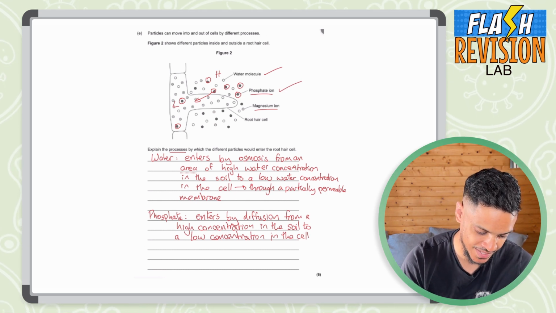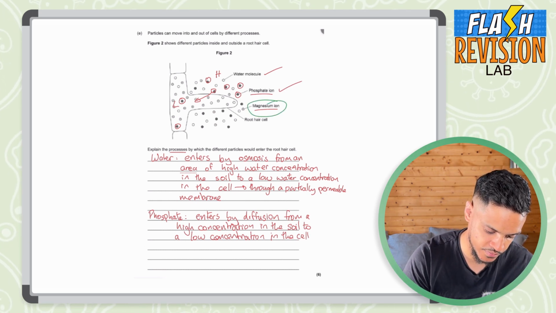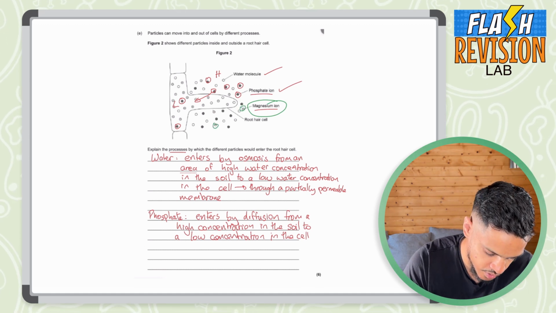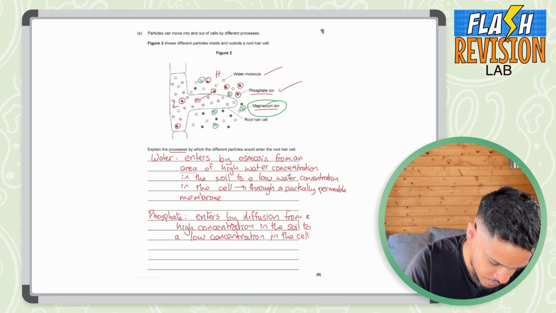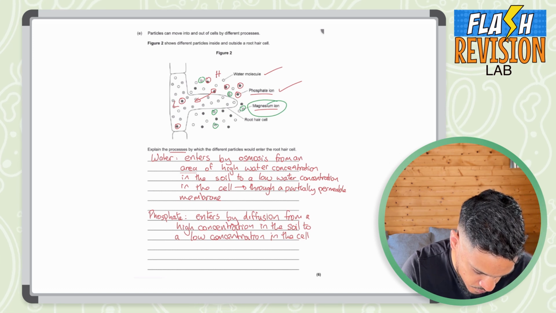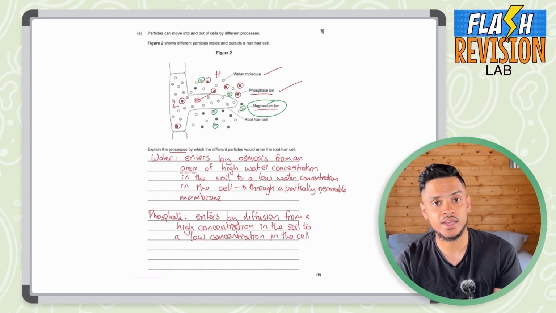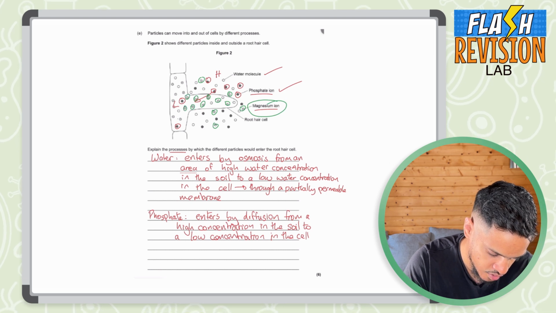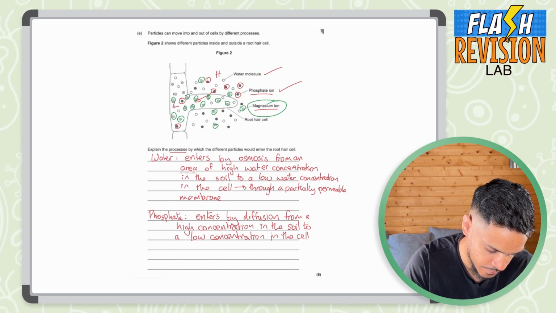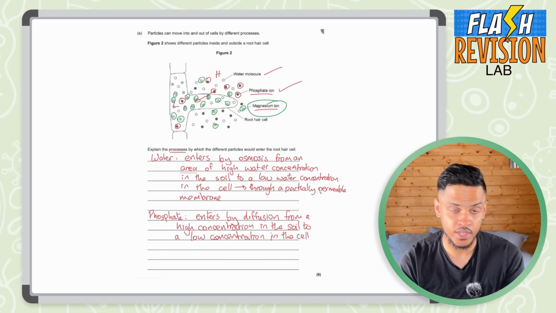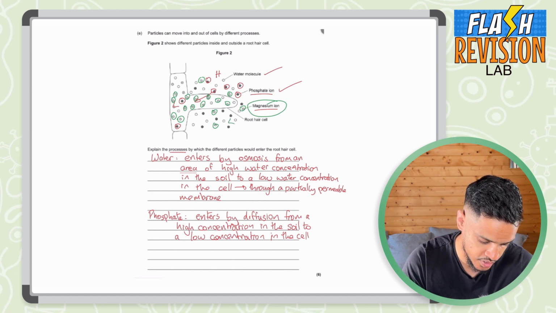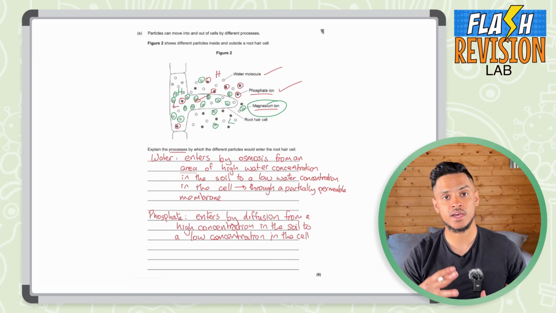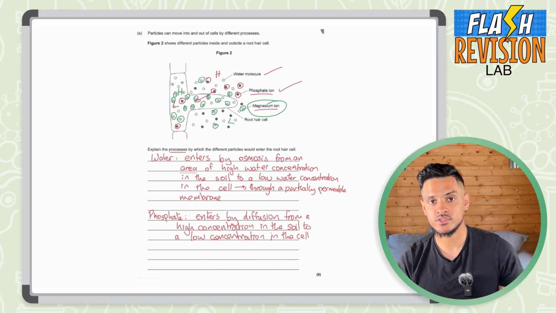Now let's look at magnesium ions. Let me use a different color for this one. So for magnesium, these are the circles with the crosses in them. So what we can see, there's only about 1, 2, 3, 4, 5 magnesium ions outside in the soil. Inside, there is a much higher concentration of magnesium ions, isn't there? So this time, we're going from a low concentration to a high concentration inside the cell. So low concentration outside in the soil, high concentration inside the cell.